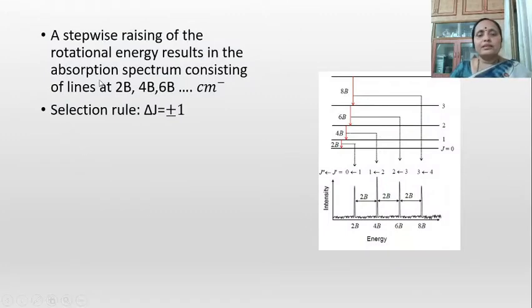What we observe is that a stepwise raising of rotational energy results in absorption spectra. In absorption or emission spectra, the lines appear at 2B, 4B, 6B, and so on. The difference between these lines remains constant, and that is 2B. In the case of rotational spectra, the selection rule is delta J equal to plus or minus 1. Okay, thank you.